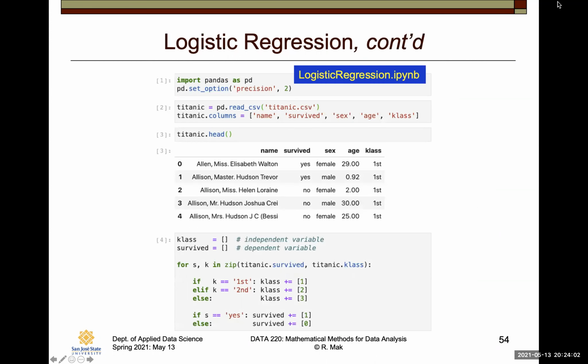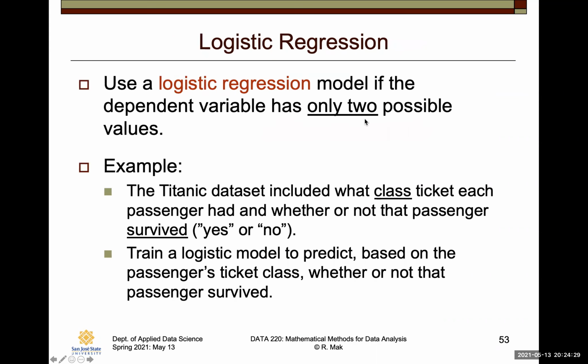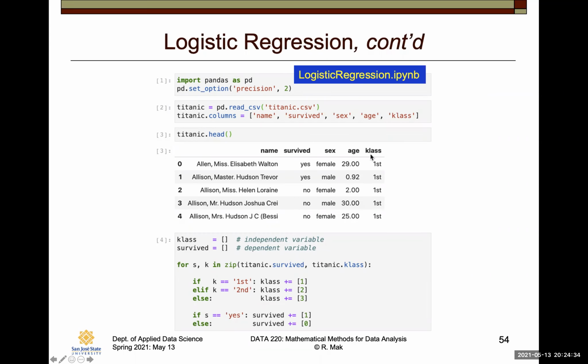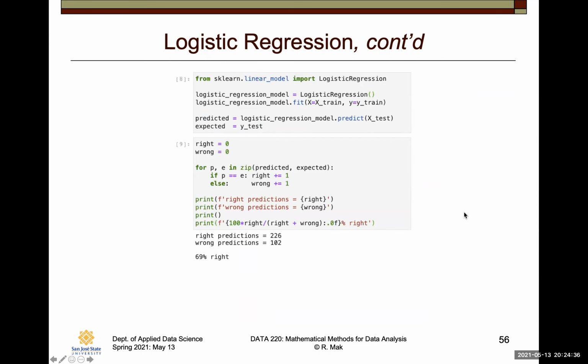All right, so here we go. Here I'm bringing in the Titanic data set again, and survived. If we consider the class to be the independent variable, 1, 2, or 3, and the dependent variable to be whether or not you survived, then there are only two possible values for the dependent variable, yes or no.